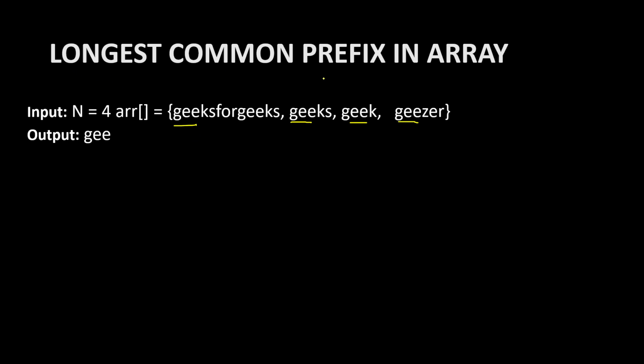But the question is asking for the longest common prefix, so we have to see how many characters are common in all the array values. We only got three longest prefixes, which is GE. Now we know GE is the longest common prefix. Now we have to understand how we can approach it in the coding way.